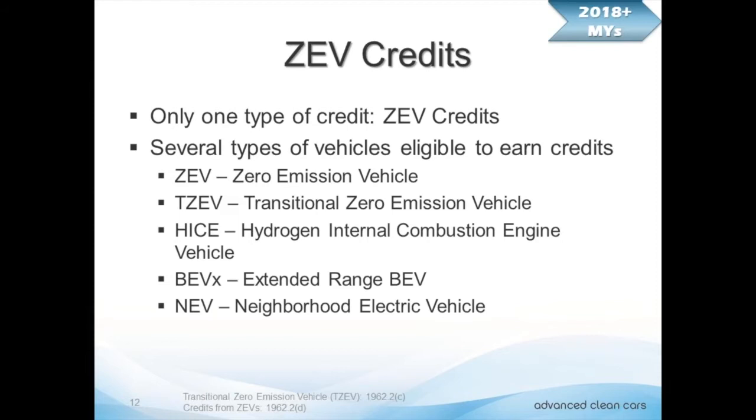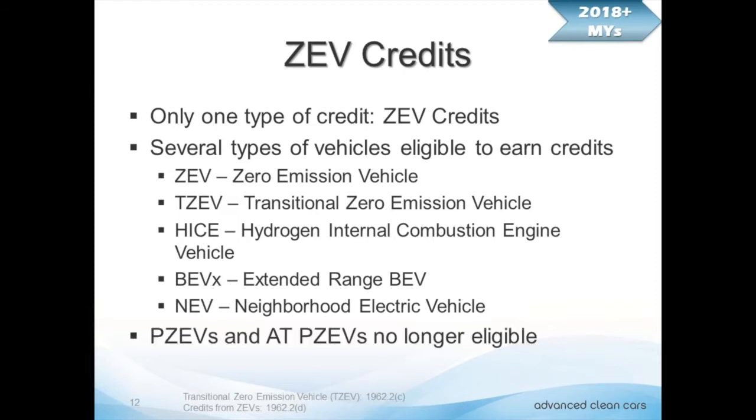Even though there is only one type of credit, there are spending rules associated with the credits earned from each of the different vehicle technologies. As a shorthand, people tend to refer to these credits by the name of the vehicle type on which they were earned. Prior to 2018 model year compliance, manufacturers are also allowed to earn credits for the cleanest internal combustion engine vehicles, called PZEVs, and also from standard non-plug-in hybrid electric vehicles, called ATPZEVs. Starting in 2018 model year, these vehicles will no longer be eligible to earn credits for meeting a manufacturer's requirement under the ZEV regulation. Starting in 2018 model year, credits for vehicles are significantly simplified, as you will see, and the per vehicle credit value is based entirely on vehicle range and power.